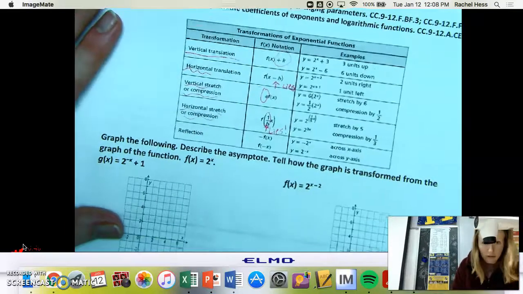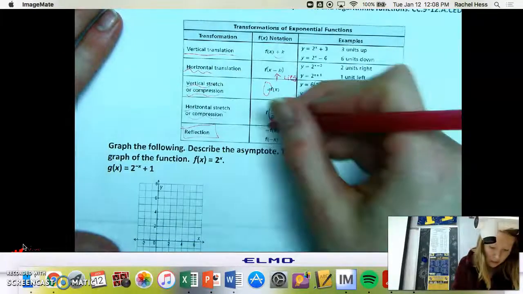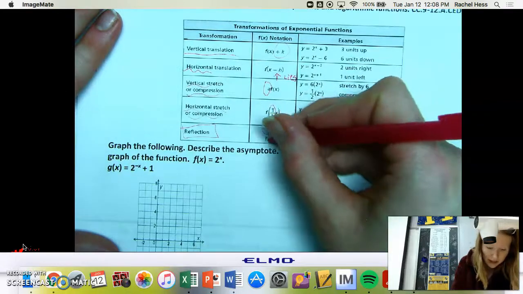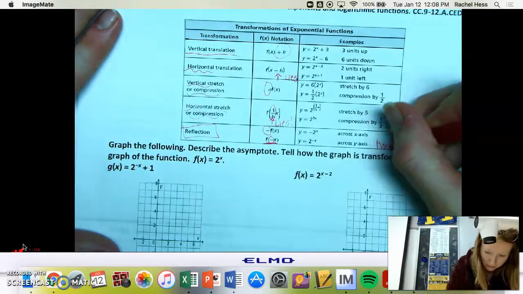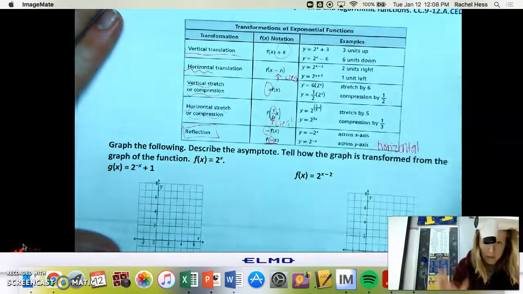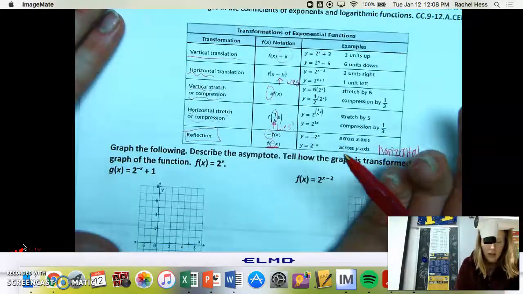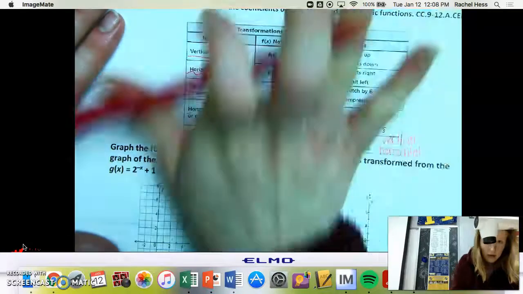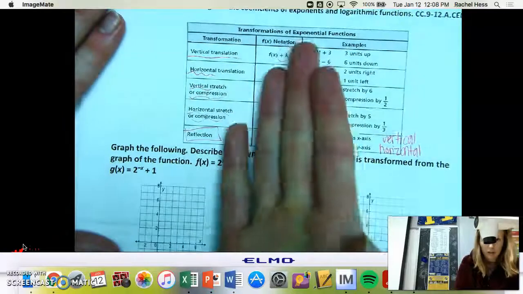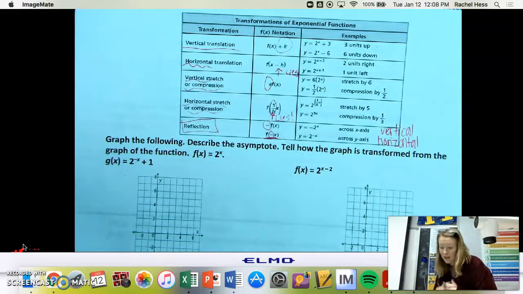And then our reflections. We have talked about this in the past as well. So reflections are when we make our function negative, either if it's on the inside with x, that's your horizontal. And remember, a reflection across the y-axis would be horizontal. And then on the outside, a reflection across the x-axis, so up and down, would be vertical, right? Up and down.